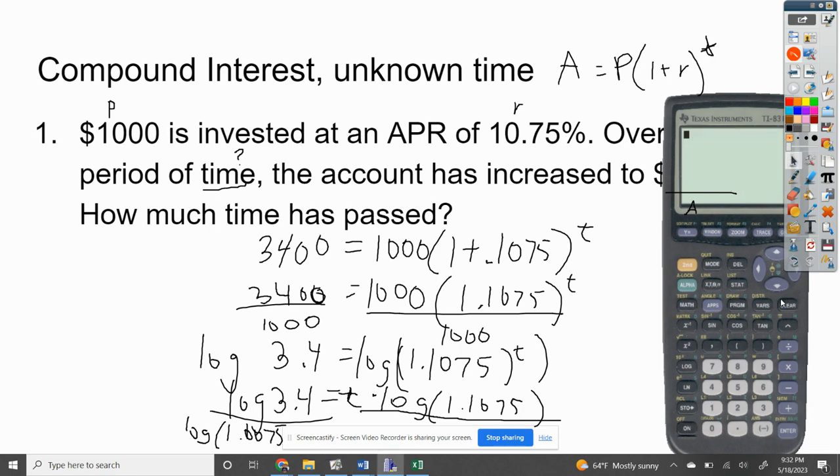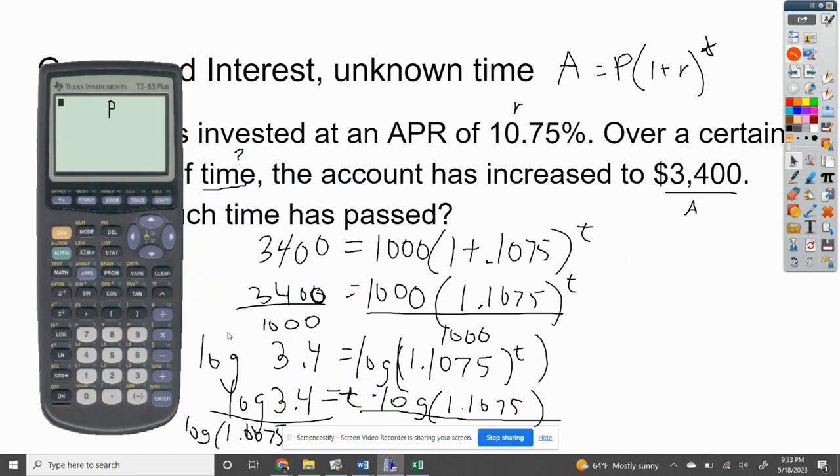All right, let's clear this out. So it's going to be log of 3.4. There we go.